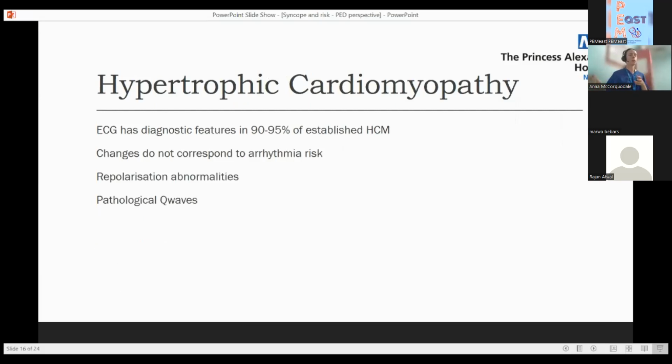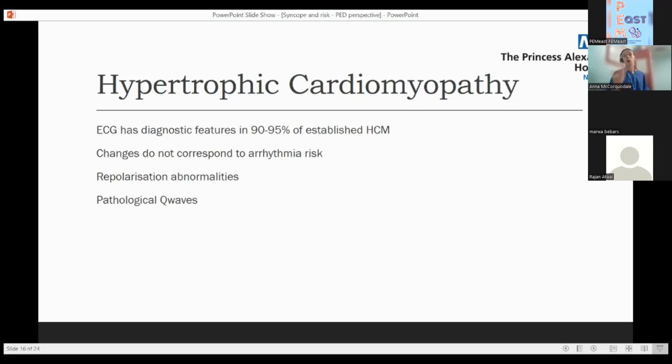That's more to do with what mutation you have, and not everyone with HOCM has a definite genetic mutation. So actually, knowing what changes you have on your ECG will help you make the diagnosis. It won't help you risk stratify their chance of arrhythmia going forward, but that's definitely more in the domain of the cardiologist.